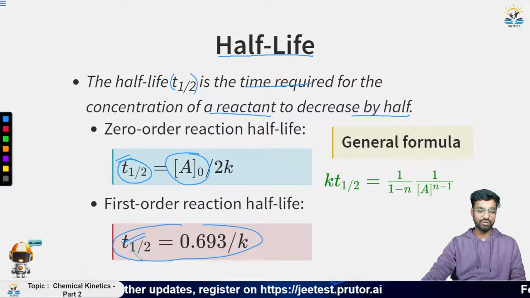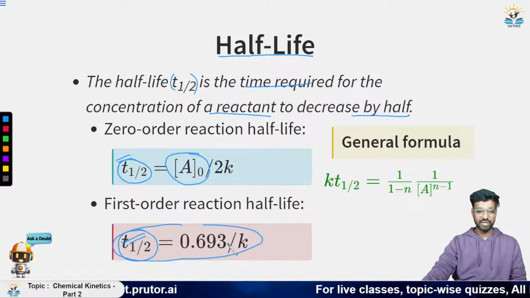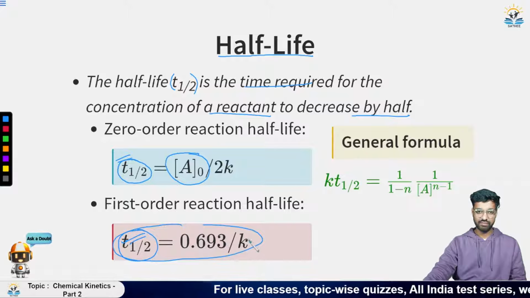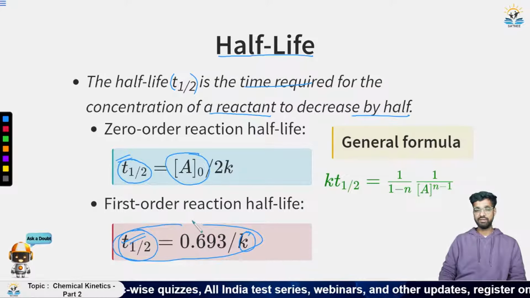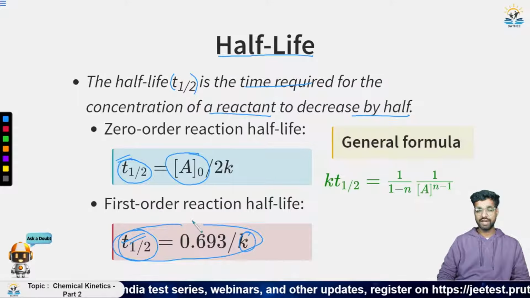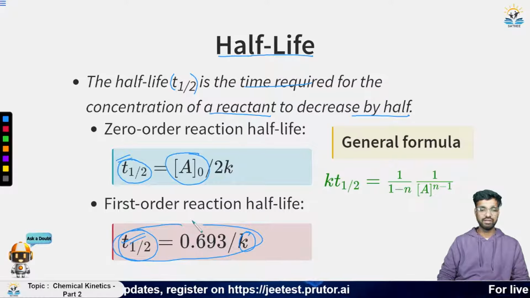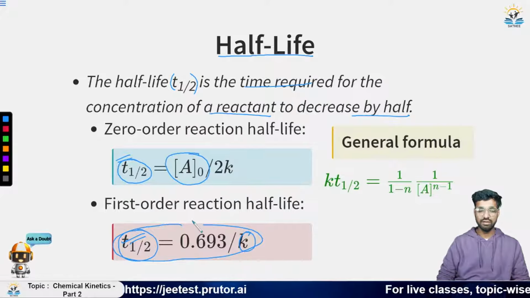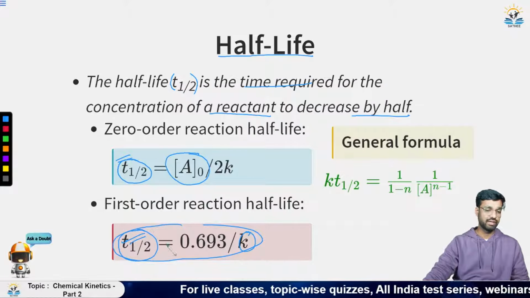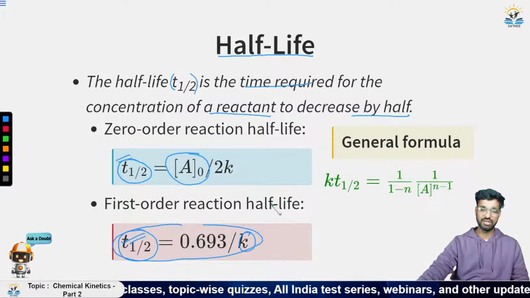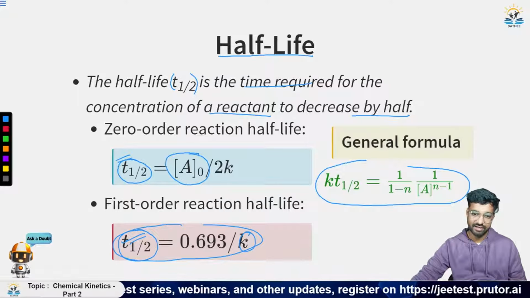But at the same time, if you look at the half life of this first order reaction, that is T half, whether you keep the value of A naught anything, it does not matter, it will only depend upon K, and you will get the same value of this T half. So that should be kept in mind, that for a zero order reaction, the T half is dependent upon the initial concentration, and for the first order, the T half is independent from the initial concentration.